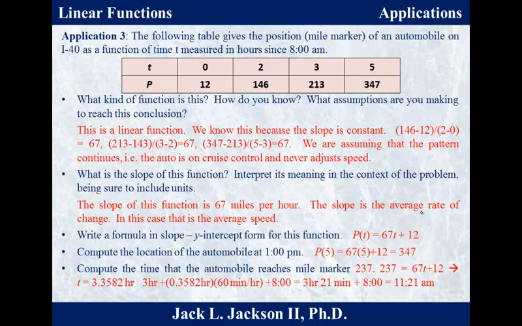What's the location of the automobile at 1 o'clock? First of all, we have to figure out what t is. t is the time measured in hours since 8 a.m. Remember time goes up to 12 and then starts over again, so 8 to 12 is 4 hours, and then from 12 to 1 is another hour, so t is actually 5. We plug in 5 for t: 67 times 5 plus 12 is 347, so it's at mile marker 347.